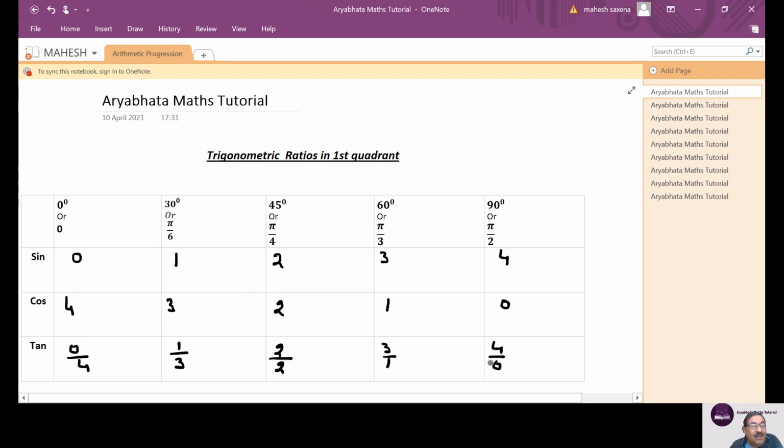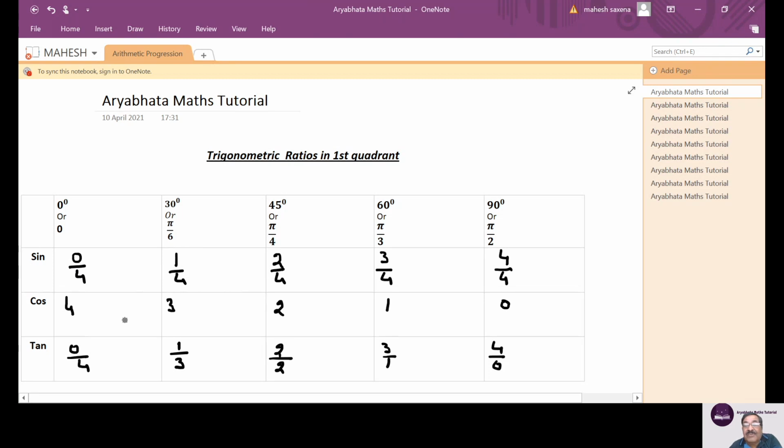Now, to find the value of sine and cos, if the angle is 0 degree, 30 degree, 45 degree, 60 degree or 90 degree, you divide the digit written below the angle by 4. That is, here it will be 0 by 4. Here it will be 1 by 4. Here it will be 2 by 4. Below 60 degree, it will be 3 by 4. Or below 90 degree, it will be 4 by 4.